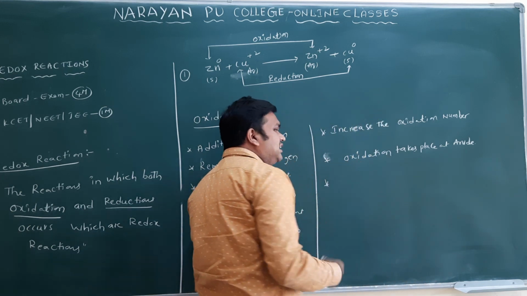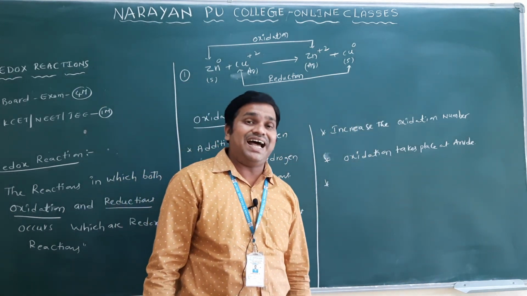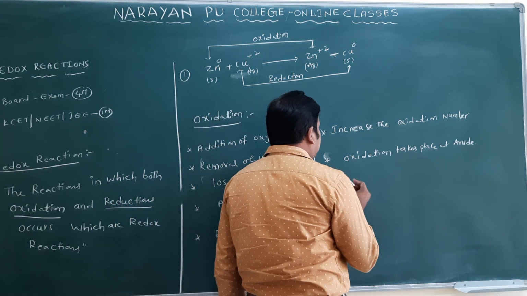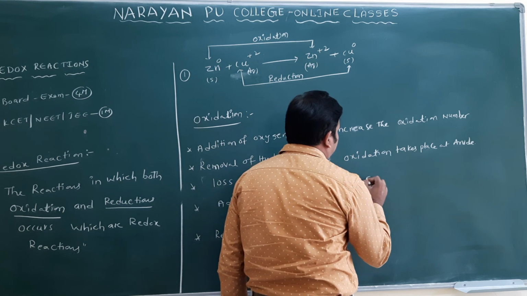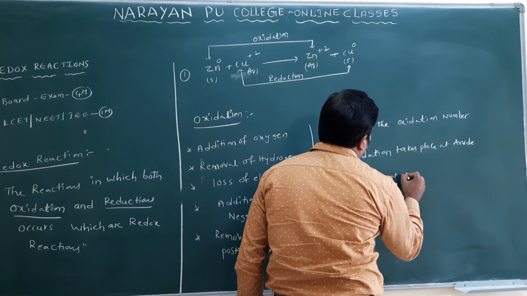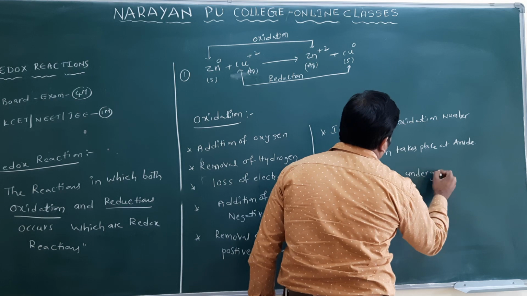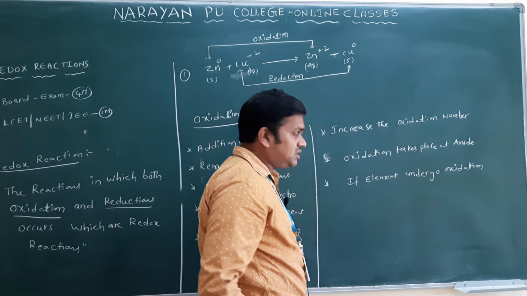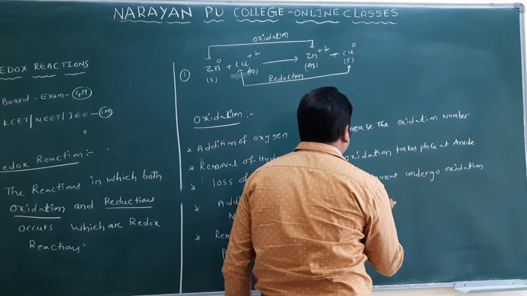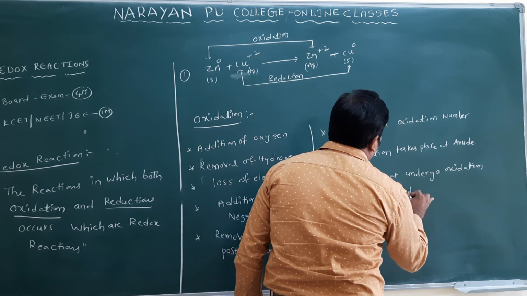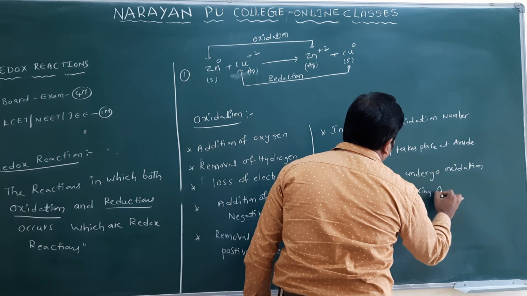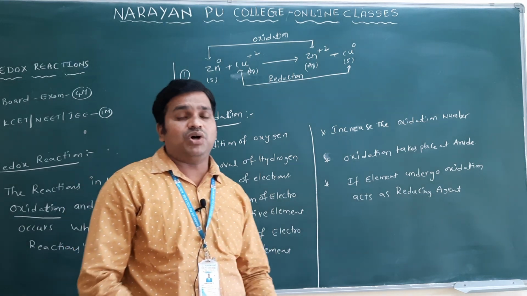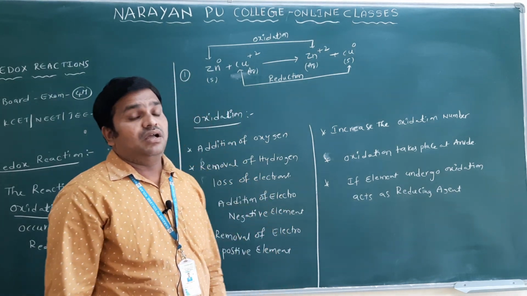So generally, if an element undergoes oxidation, it acts as a reducing agent only. If an element undergoes oxidation, it acts as a reducing agent. So these are the different definitions for oxidation.